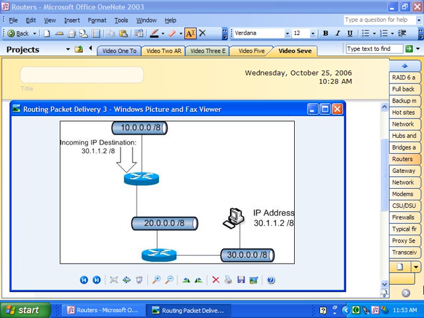So that's how the routing packet delivery process works. As long as the networks in question are directly connected, there's no routing protocol needed. But as soon as they're not directly connected, and of course a router can only be directly connected to so many networks, then it's just going to drop the packet, and we've either got to tell it statically how to get it there, or we've got to configure a routing protocol.